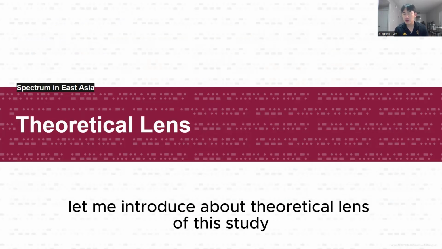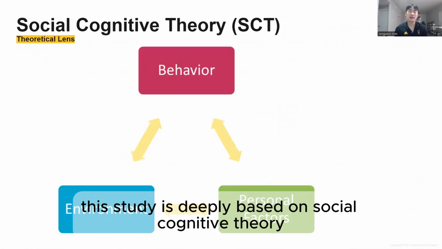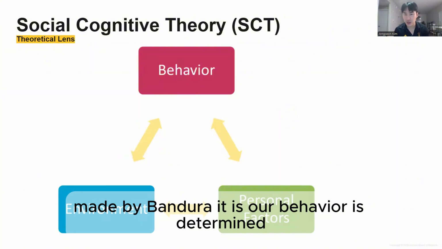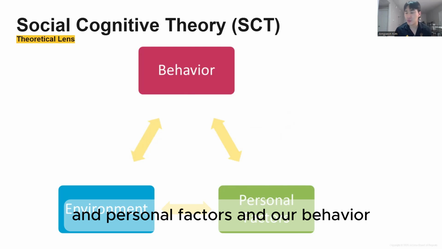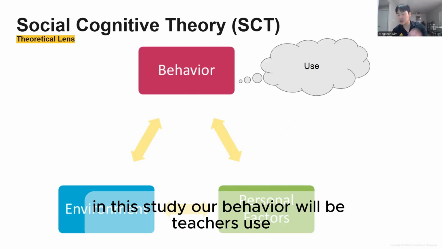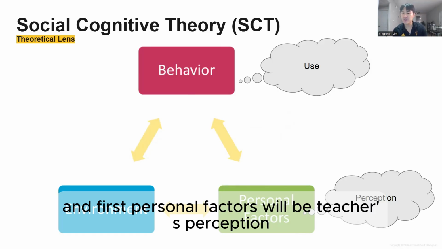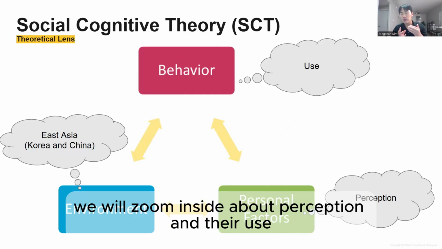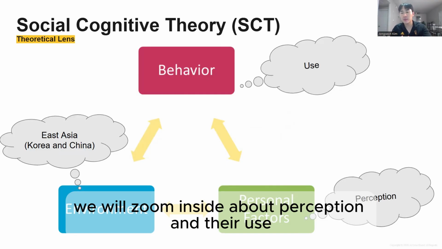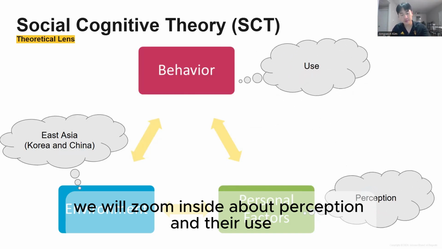Let me introduce the theoretical lens of this study. This study is deeply based on social cognitive theory by Bandura. It holds that our behavior is determined by the relationship among the environment, personal factors, and our behavior. So for example, in this study, our behavior will be teachers' use, personal factors will be teachers' perception, and the environment will be East Asian culture. But in this study, we will zoom in on perception and use.